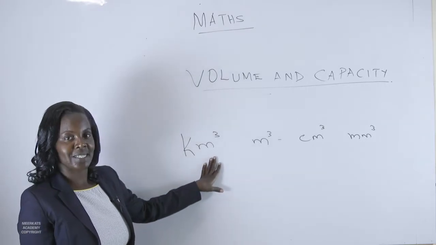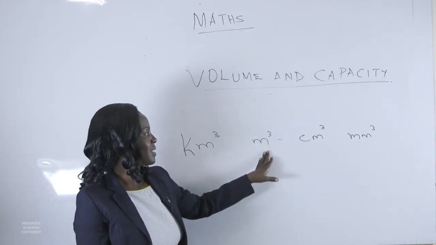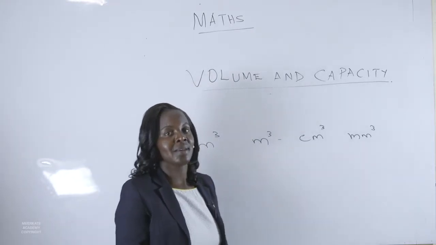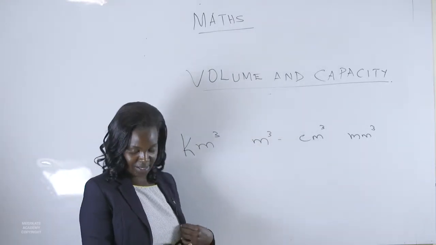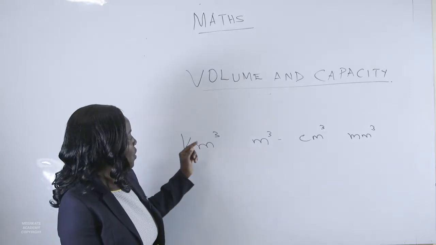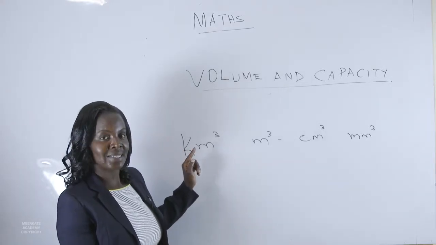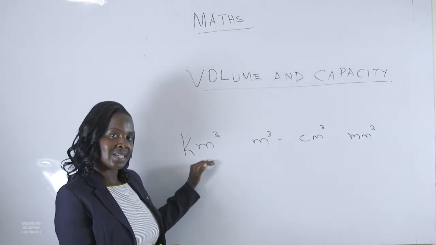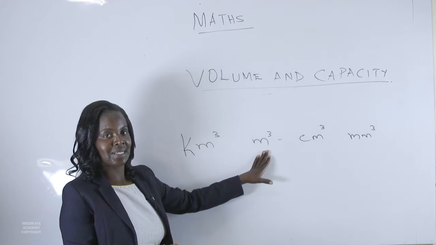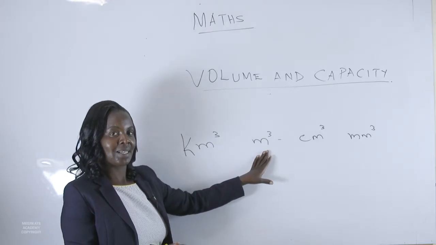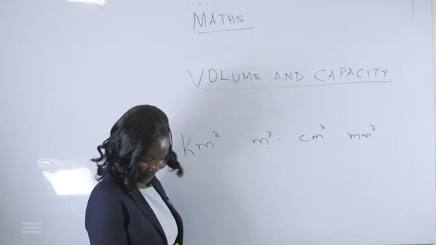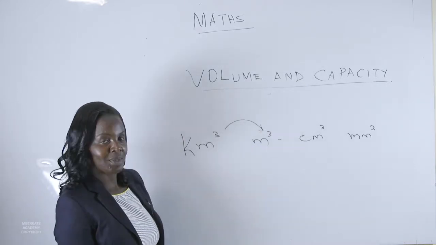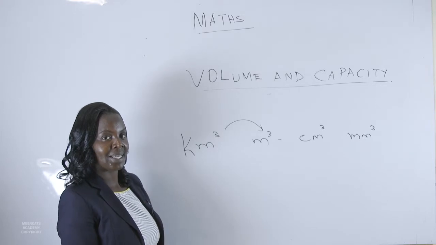We know that kilometers is our larger unit here, followed by meters, centimeters, and then millimeters, that is in cubic form. So in our last class, we learned that if you are coming from a larger unit to a smaller unit, you multiply. So if you are changing from kilometers to meters, you multiply.